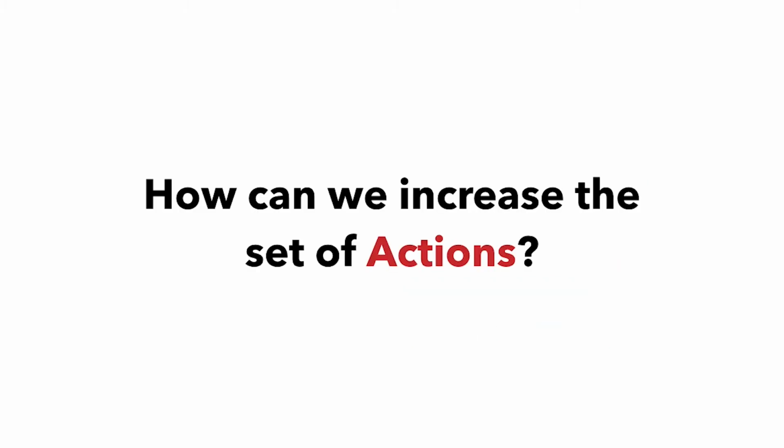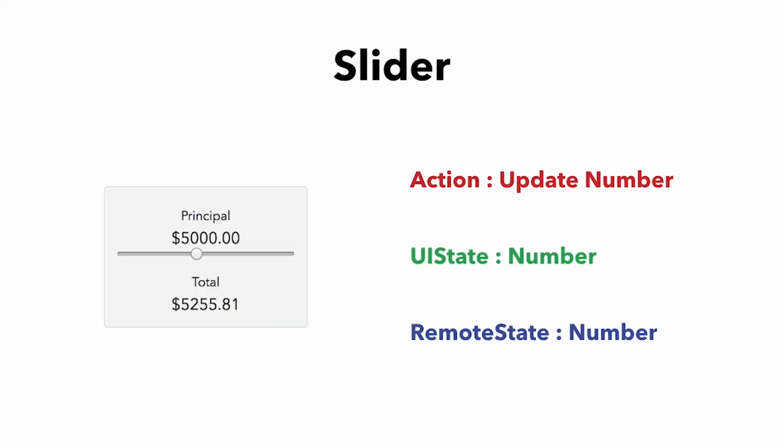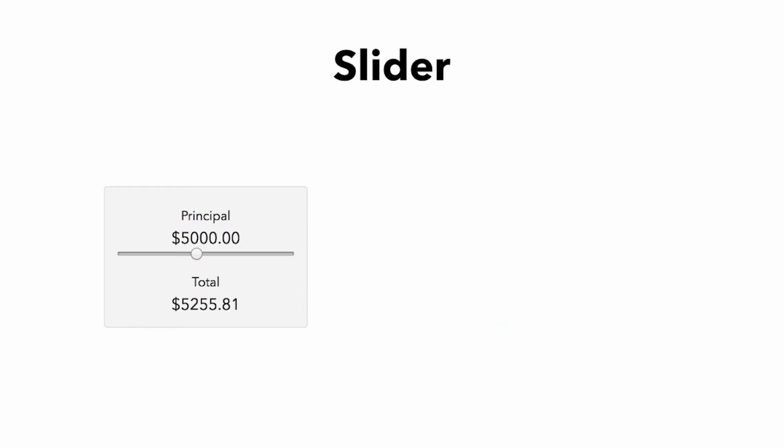Or how can we increase the set of actions? So how about we change the kind of input we use? Let's have a look at the slider. Again, we've got this action. Instead of being two things, we call an update with a number. Then our UI state changes slightly, where we now have numbers, and remote state stays the same.